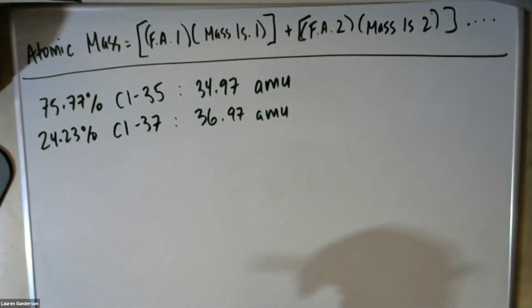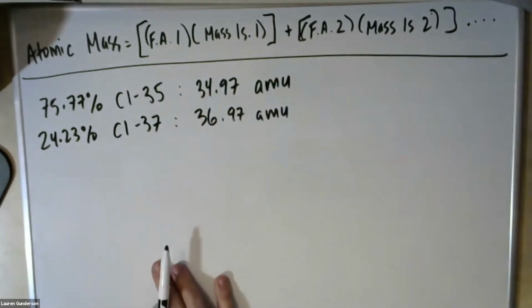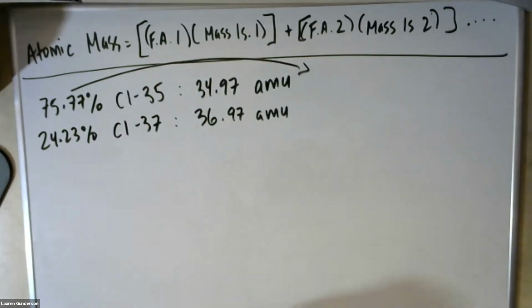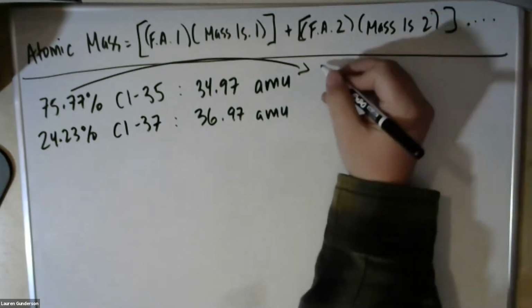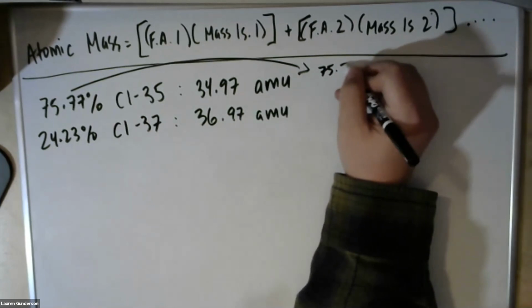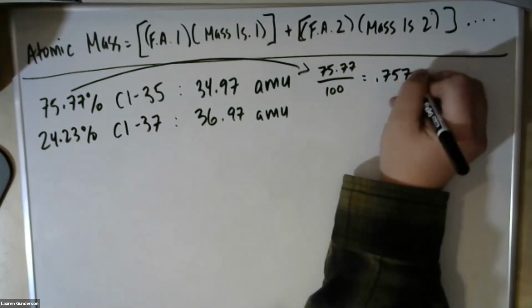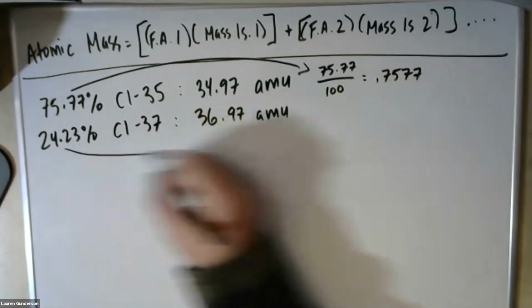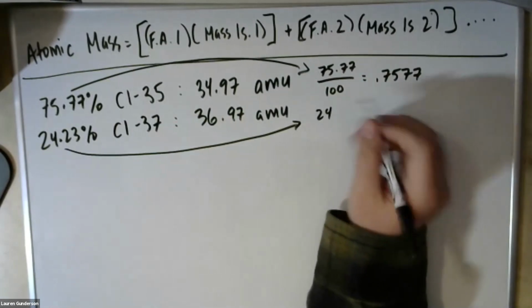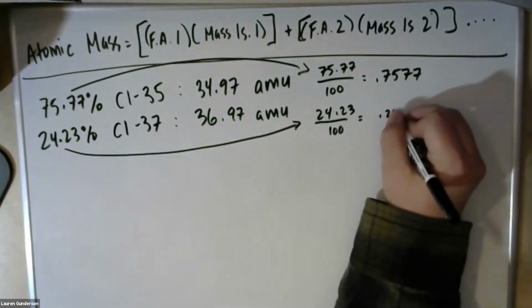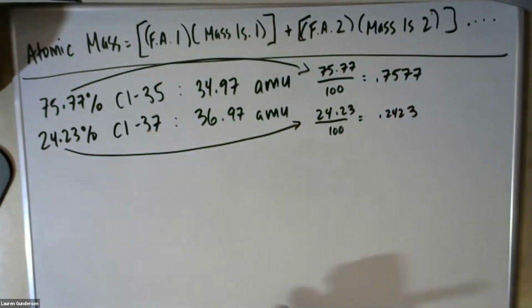Now to put this information into our formula, we need to do one thing first. We need to take this percentage value and convert it into a fractional abundance instead of a percentage. And it's very easy to do this. We're just going to take our percentage and divide it by 100. And we'll do the same thing for our chlorine 37. Once we have those, we're going to go through this process that I talked about.